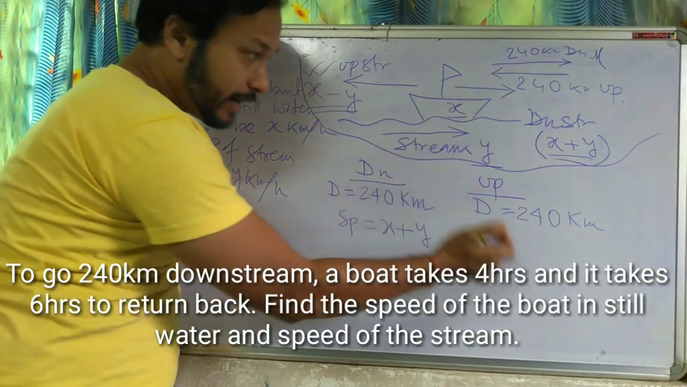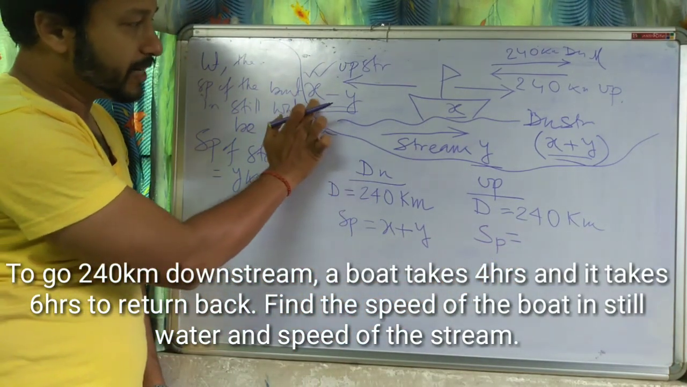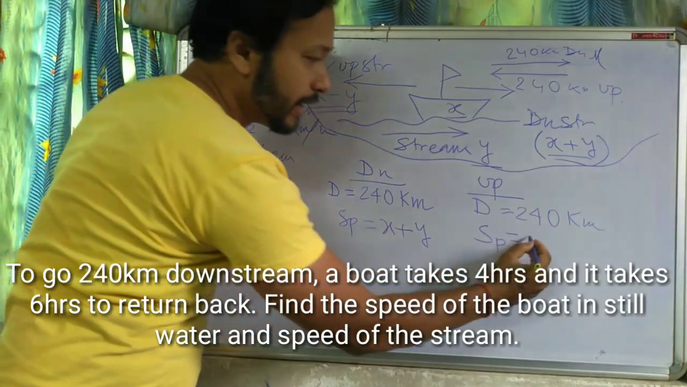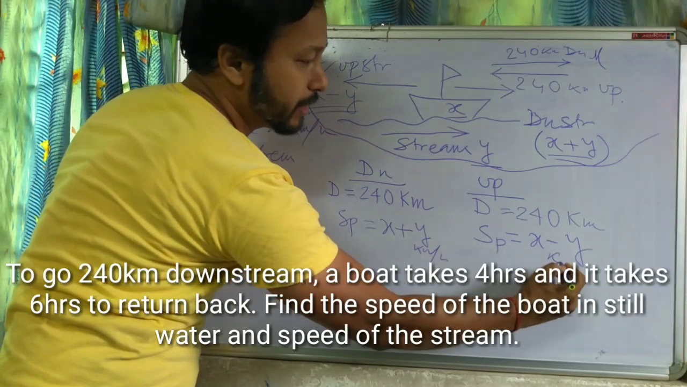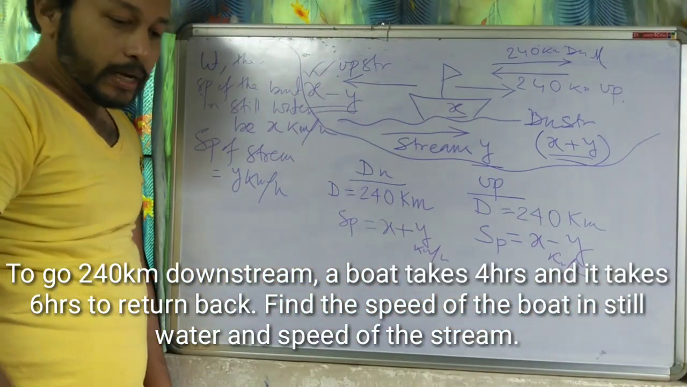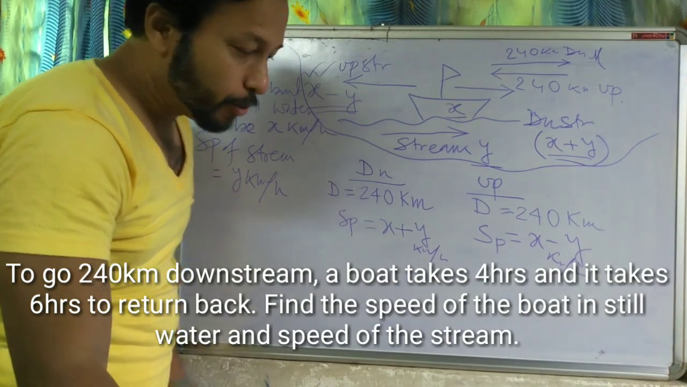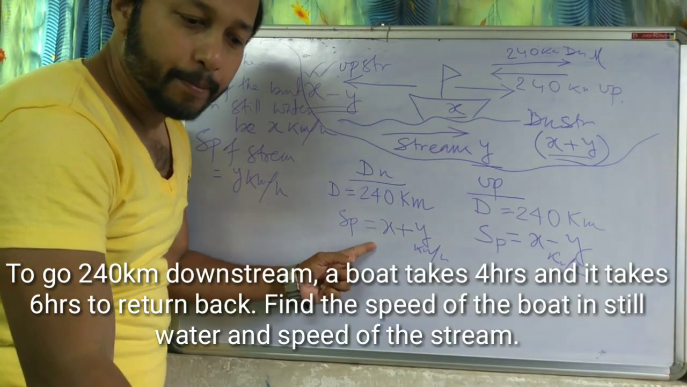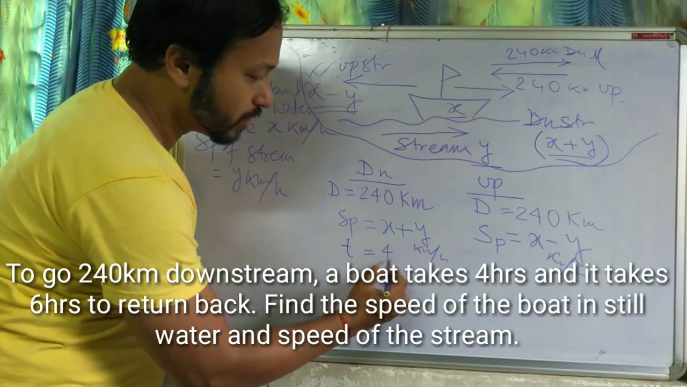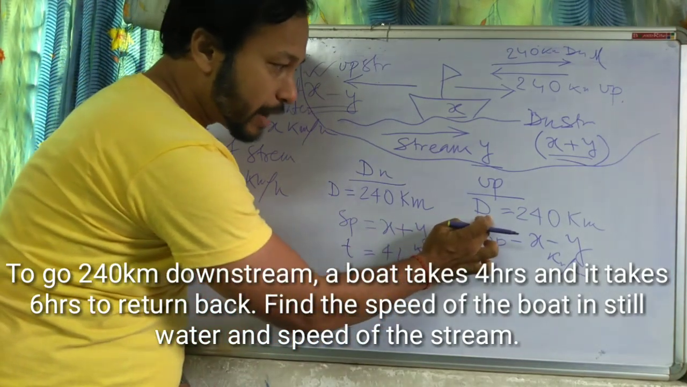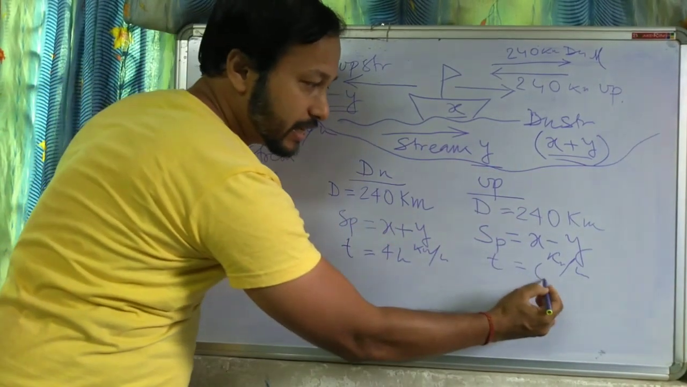Now, in upstream, what is the speed? In upstream, speed subtracts, that is x minus y kilometer per hour. Now, in this question, it is given that to go 240 km downstream, a boat takes 4 hours. So the time is 4 hours. What is the time in upstream? It takes 6 hours.